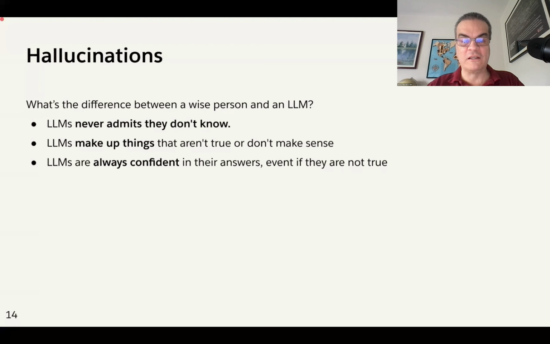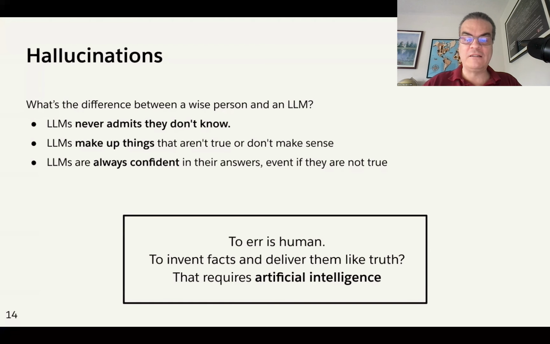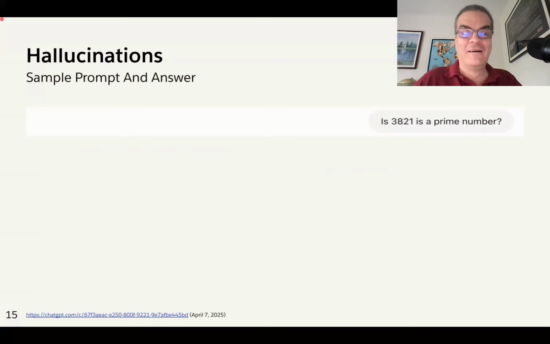So I was thinking about this and I came up with an idea. To err is human. To invent facts and deliver them like truth, well, that requires artificial intelligence. Well, thanks guys for laughing. All right, cool.